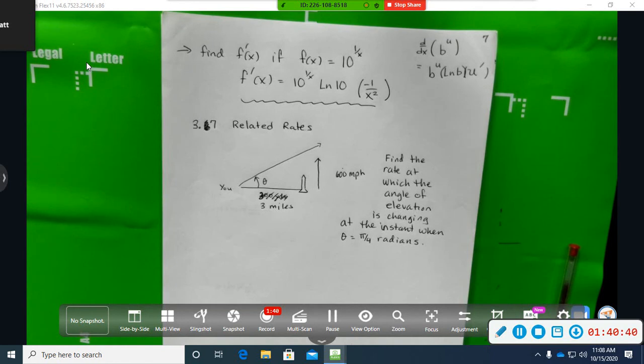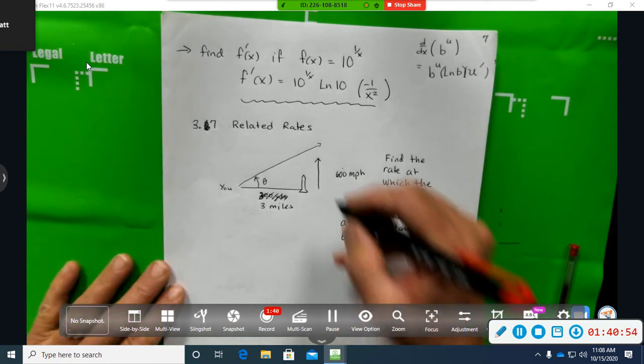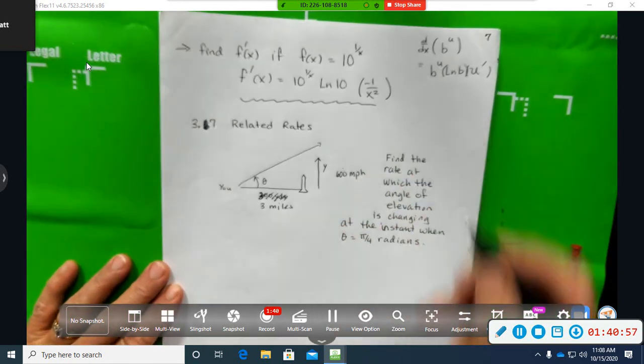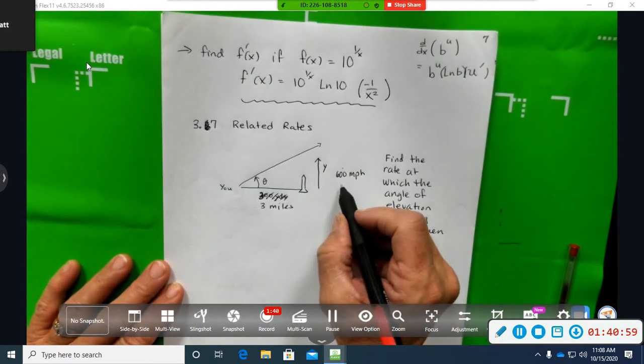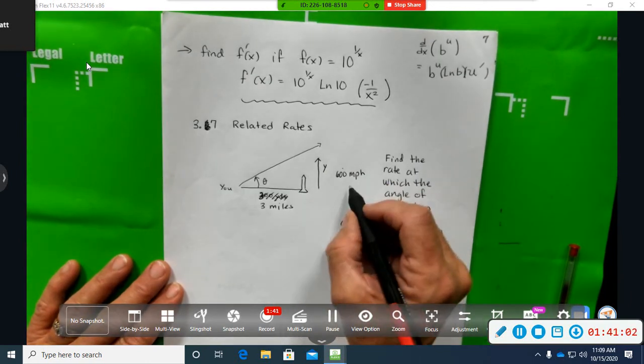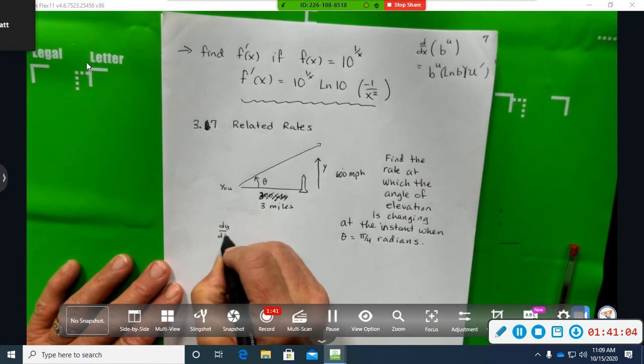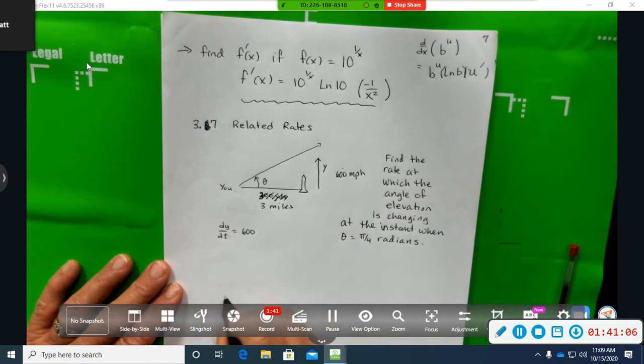So there are 2 things changing in this picture, the angle and that vertical distance. So you need 2 variables. One of them I gave you, theta. And then we've got the rocket going up, so let's just call that y. The 600 miles per hour is not a value of y. The 600 miles per hour is a dy/dt. You're looking to find d theta/dt at the instant when theta is pi over 4.